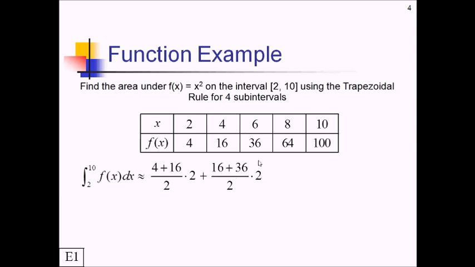Pause the video and see if you can figure out the other two things that we have to write down here. All right, let's see if you got it. So now we have 16 plus 64 over 2 times 2, and 64 plus 100 over 2 times 2. All right, now let's go ahead and simplify this.